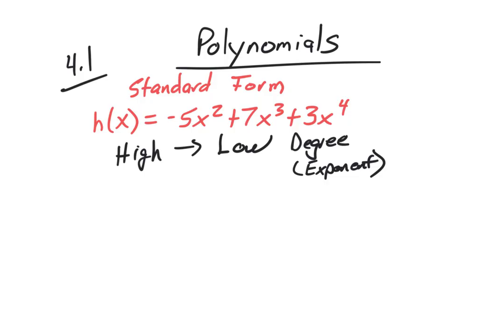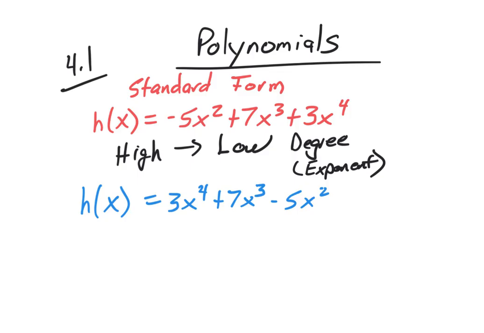So if I were to rewrite this one, I would say h of x. My highest exponent is 4, so we're going to put that whole term first, 3x to the 4th. And then we're going to work our way down. Okay, we have x to the 3rd as our next one. And then finally, x squared. And whatever sign or coefficient is with it is going to stick with it, so it would just be minus 5x squared. And that would be what we call the standard form, highest down to the lowest.